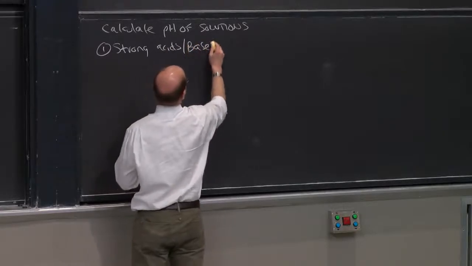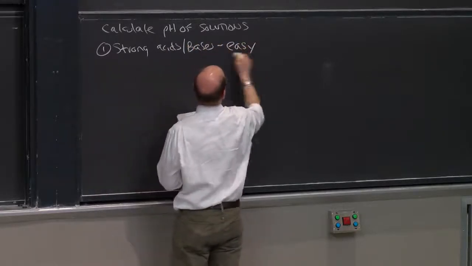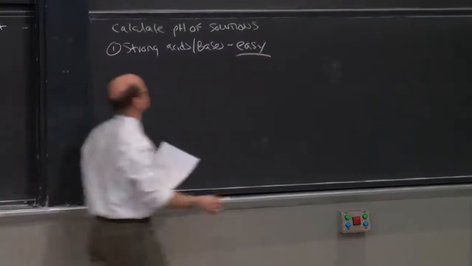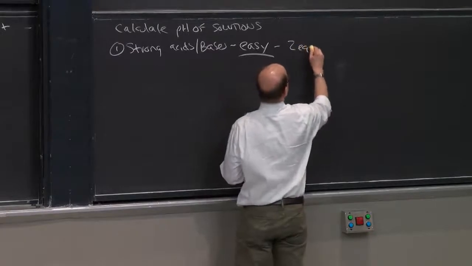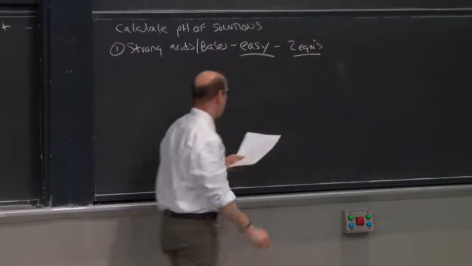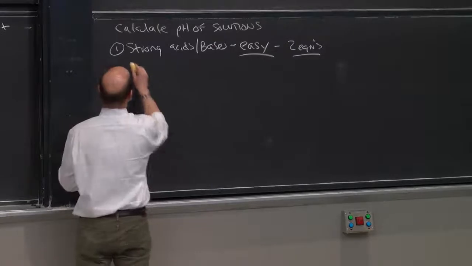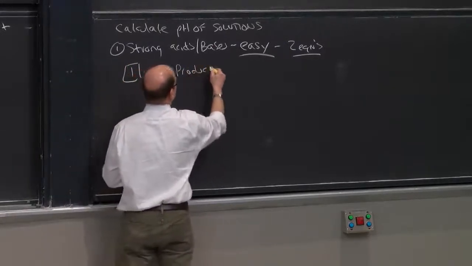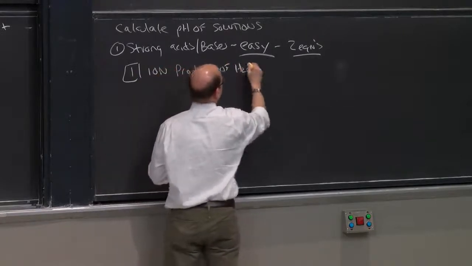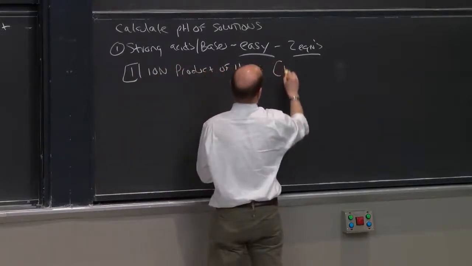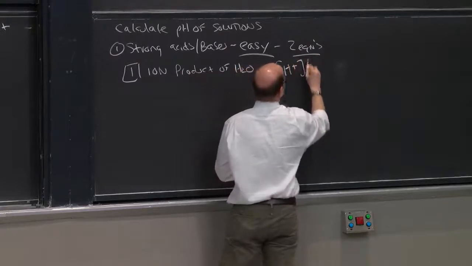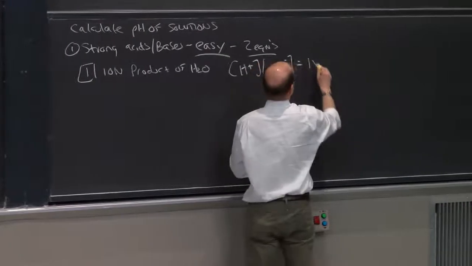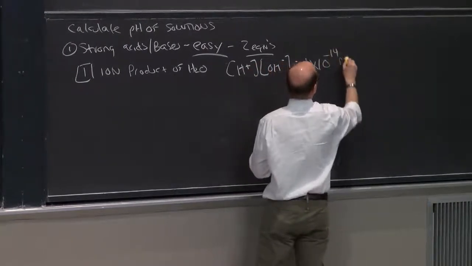For strong acids and bases, life is easy, right? It's easy because, for example, we only need two equations. One of the equations that we need is the ion product of water. Which, of course, is simply that the concentration of protons times the concentration of hydroxide anions must equal 1 times 10 to the minus 14 molar squared.